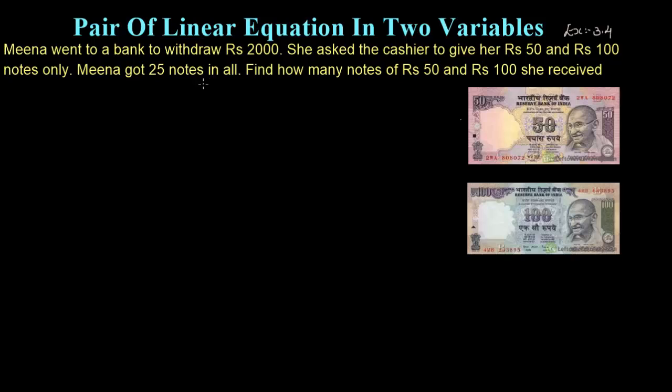Meena got 25 notes in all. So how many notes did the bank person give to Meena? It is 25 total. Find out how many notes of 50 and 100 she received. So you need to get the equation from this. You can observe here there are totally 25 notes, right?